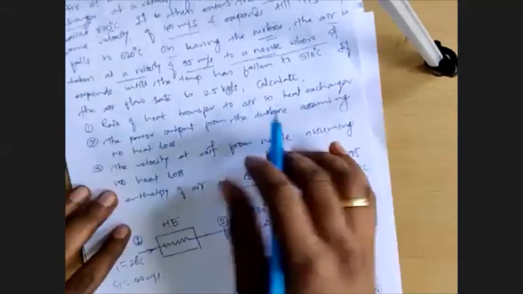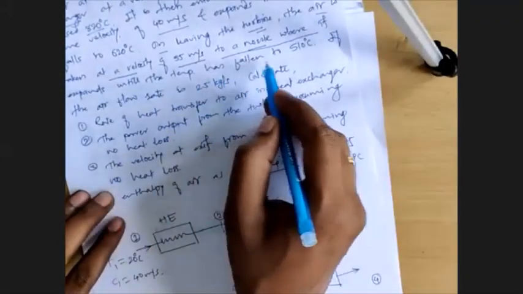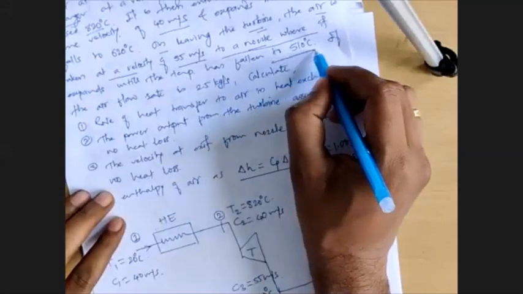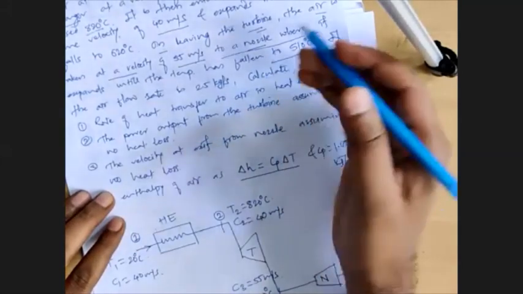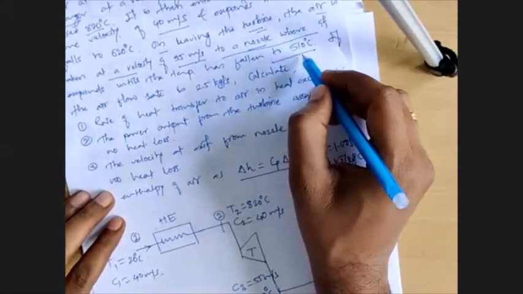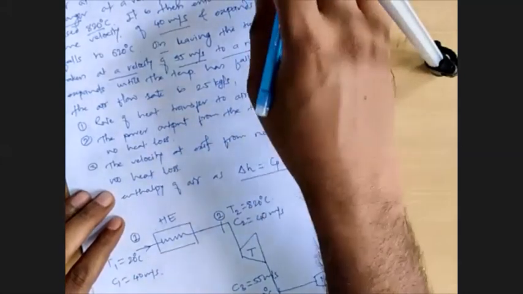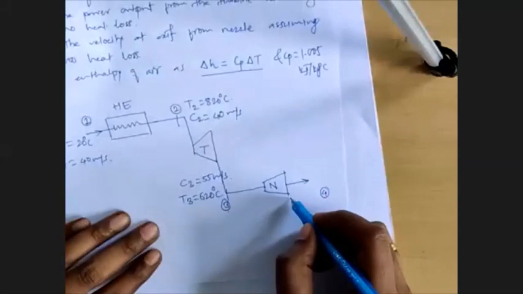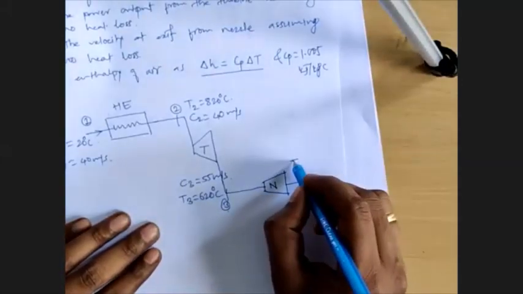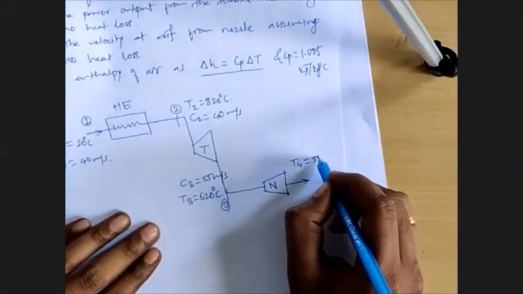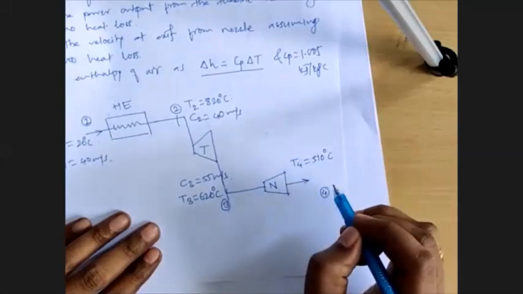Next, it expands until the temperature has fallen to 510 degrees Celsius. That is after the nozzle. At the end of the nozzle, the temperature has fallen to 510 degrees Celsius. So over here, the temperature T4 is equal to 510 degrees Celsius.